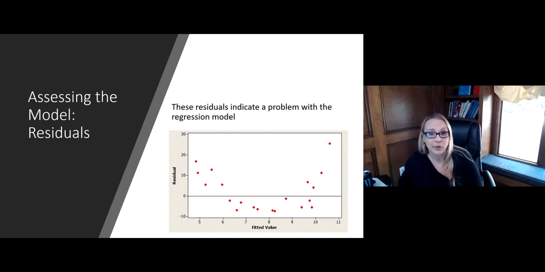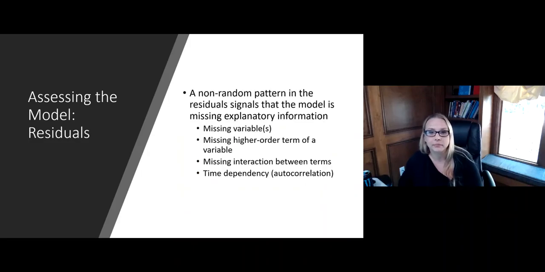It could be that we have a variable in there that's not statistically significant to the model. I could go back and look at the R-squared and find out if it's really small. If it's small, that means the model is not very explanatory. A residual plot that looks like this just tells me I have a problem, but it doesn't tell me what problem exactly I have. When I have a non-random pattern, I'm going to be looking for missing variables, missing higher order terms of a variable, missing interactions between terms, or time dependency, meaning that they have to occur in some particular order.